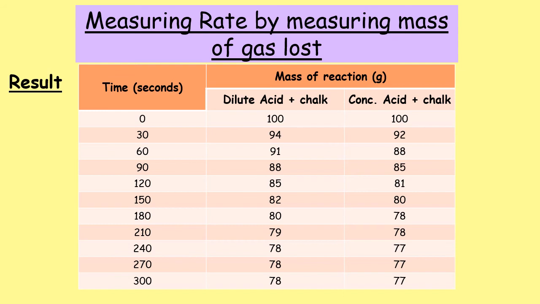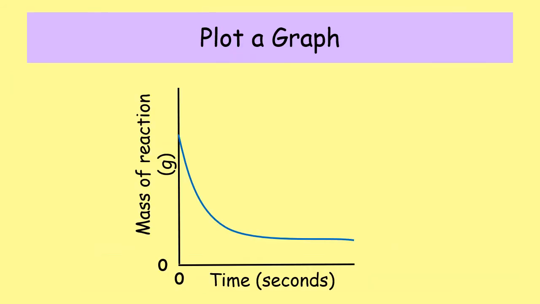Now, a graph for an experiment like this looks a bit different than if you were looking at the gas being produced. So when you plot a graph of your experiment, you can see it's different from last time. The mass starts quite high and drops quite quickly and then becomes horizontal. The point at which the graph becomes horizontal is when the reaction is finished, because that means that no more mass is being lost. That means that no more carbon dioxide is being produced.